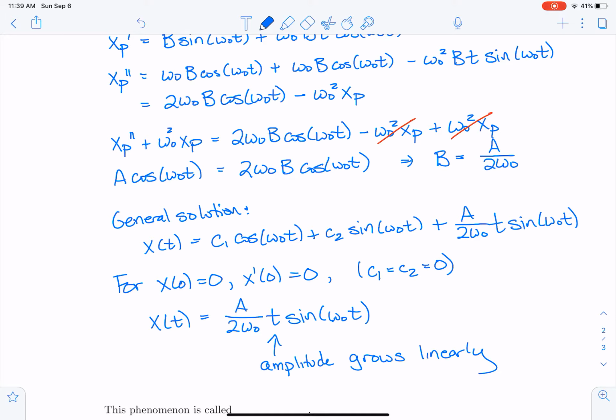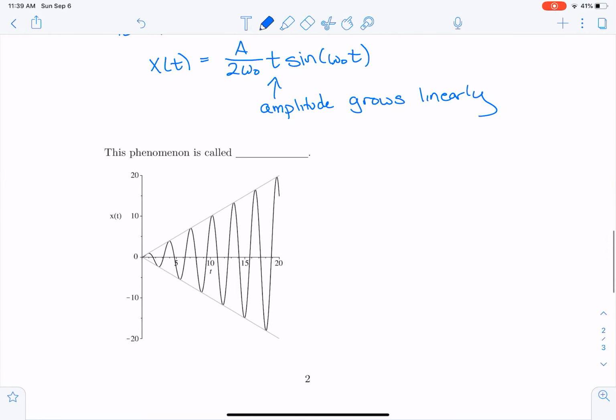So the amplitude of the oscillations is going to continue to increase. So I've plotted this solution for you so that you can see what the solution looks like. And you have an oscillation at that natural frequency, but its amplitude increases linearly. This phenomenon is called resonance. So if you drive a system at its natural frequency, then it will undergo resonance, meaning that the oscillations will continue to increase linearly.